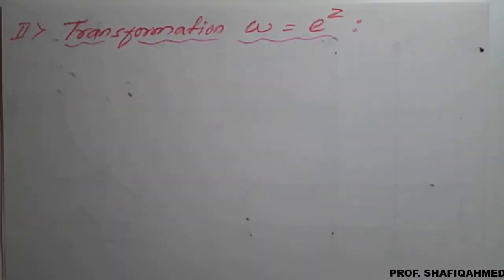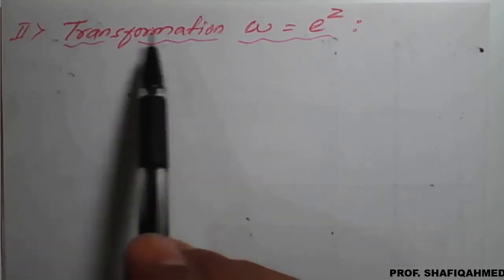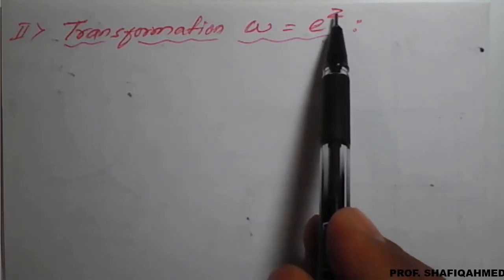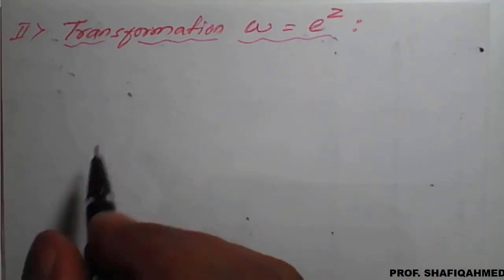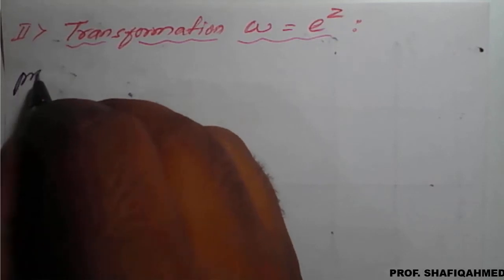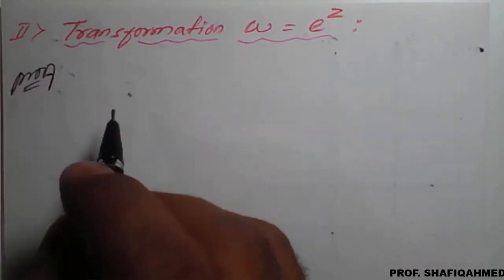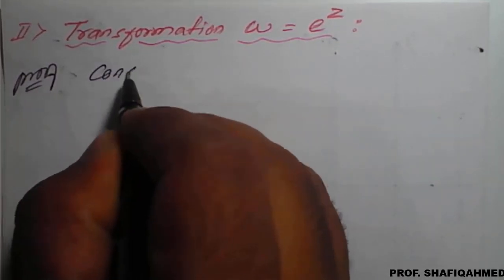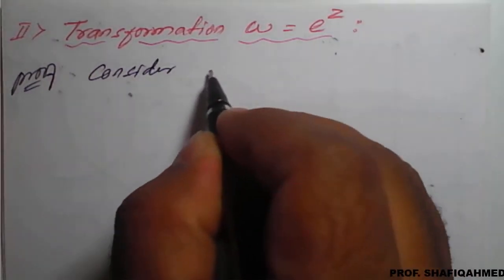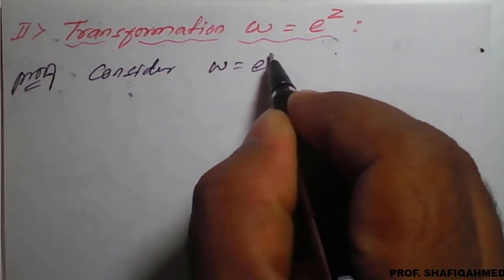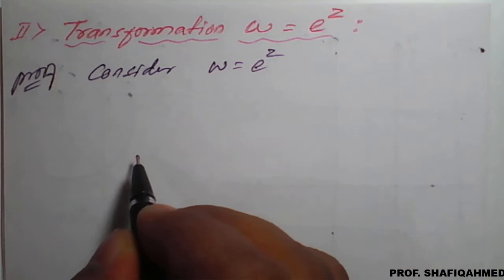Hello everyone, in this lecture we will see one of the standard conformal transformations, that is the transformation w equals e raised to z. So let's see the proof for this transform. Consider w equals e raised to z.